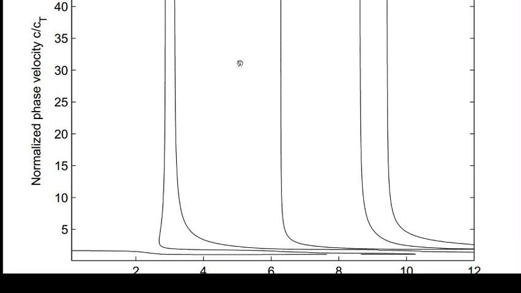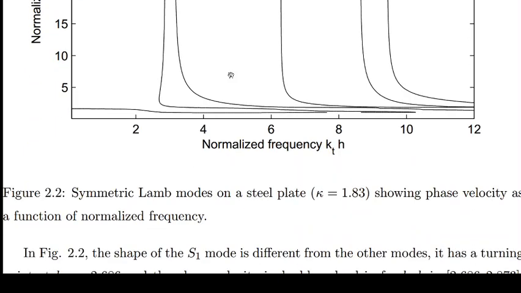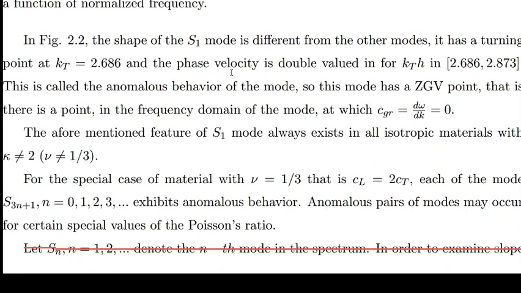Then the slope must change. This is one turning point, and if it has two turning points, then it will start from negative, then positive, then again negative. So that is also normal behavior.